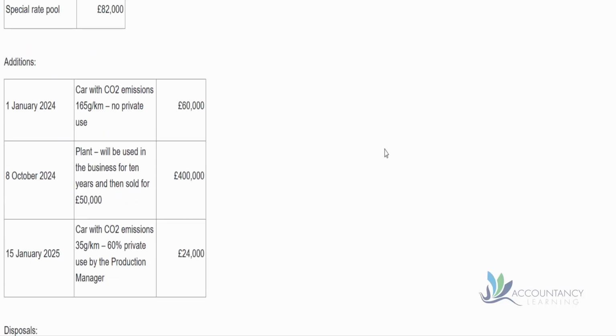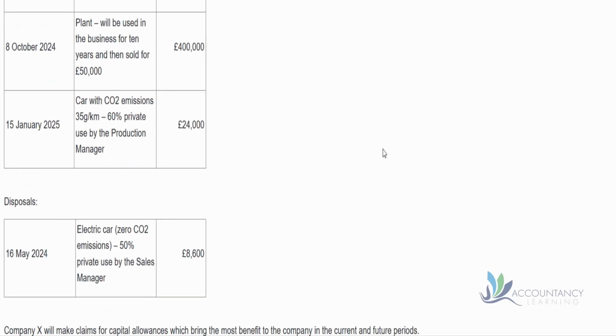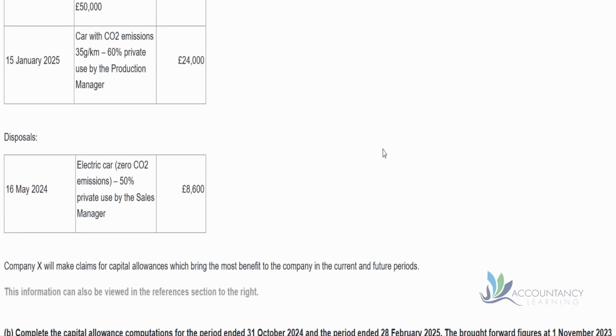And then we're given some information about additions. So the dates here are relevant because the first 2 additions are going to fall in the first 12-month period, and then the 3rd addition is going to be in the second 4-month period. We also have a disposal as well, and that's going to be in the first 12-month period. And they're also told Company X will make claims for capital allowances which bring the most benefit to the company in the current and future periods. So that's basically giving us a hint that we should take 100% allowances early on as much as we can.